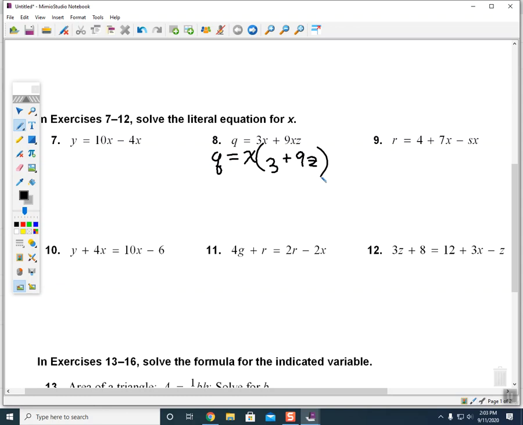Now what? You have to divide. Divide what? Not x. Divide the 3 plus 9z. There we go. I'm sorry. This whole thing stays together, okay? So I'm going to divide by 3 plus 9z, both sides. So now I have x equals q divided by 3 plus 9z. Now I'm done.